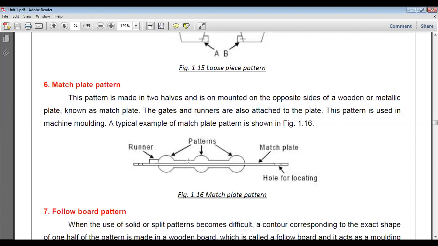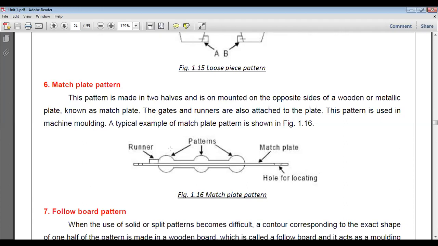So these two different patterns, upper pattern and lower pattern, are mounted on match plate, and the match plate halves are matched together by locating pins or locating holes. So there is a runner, and the runner basically provides the molten metal to all the patterns, and this way casting is done. So these are known as match plate patterns.